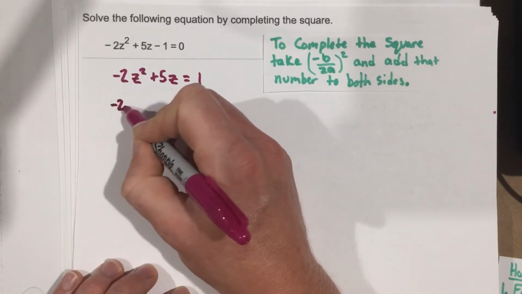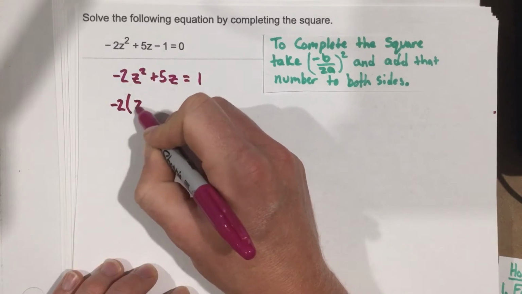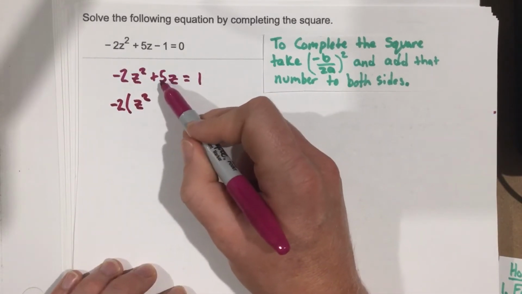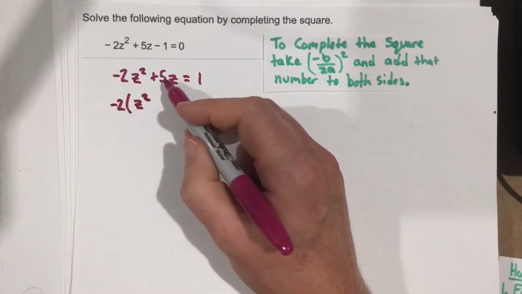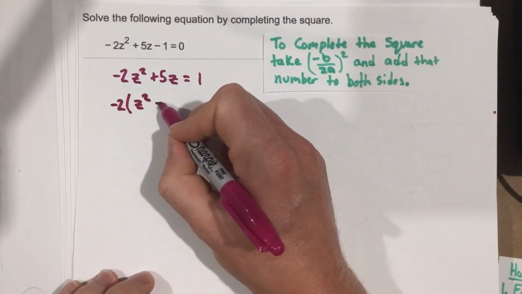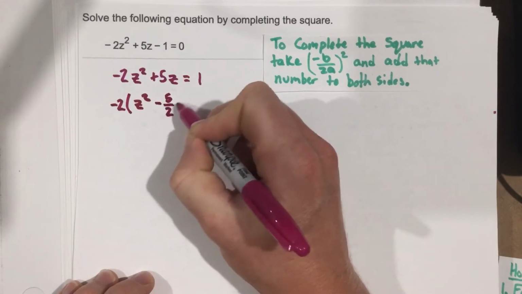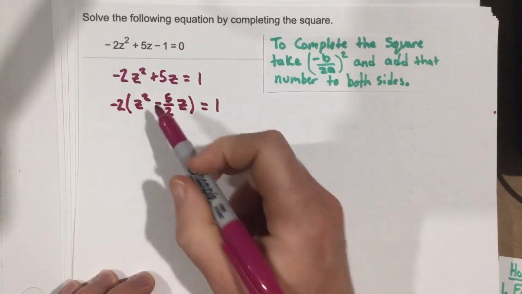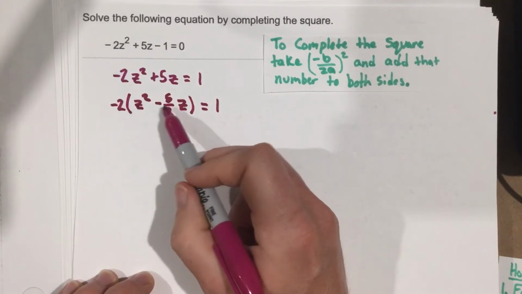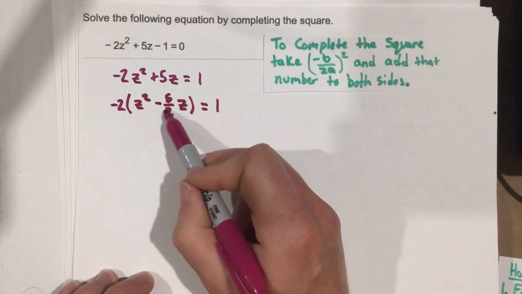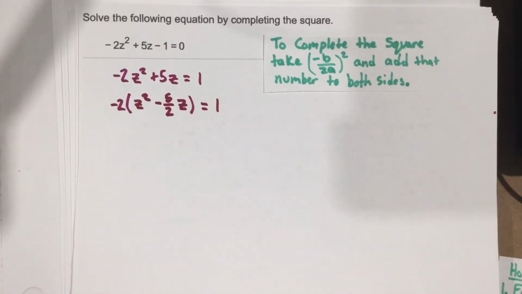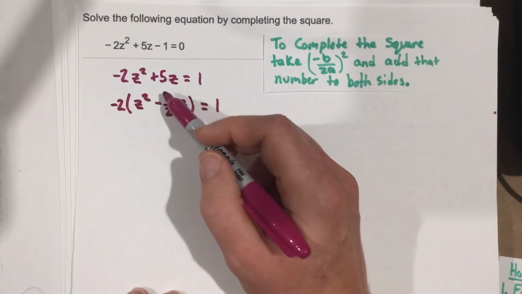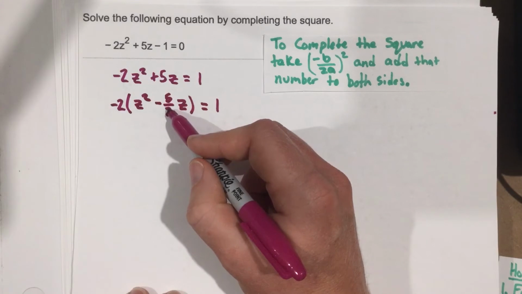That'll be -2, parentheses, z squared is all that's left in there. And then when you factor a -2 out of this, you're essentially dividing it by -2. So this is actually going to be -5/2 z equals 1. And you can see that obviously if you multiply by -2 to this fraction, the -2's would cancel and you're left with 5z. So when you're factoring a number out of something that's not divisible, you essentially just put it as the denominator because you're dividing it out.